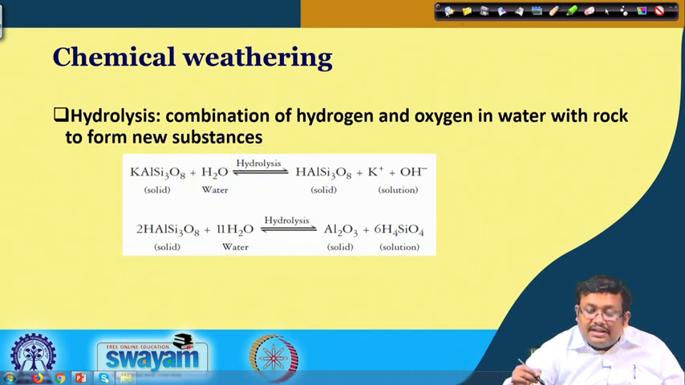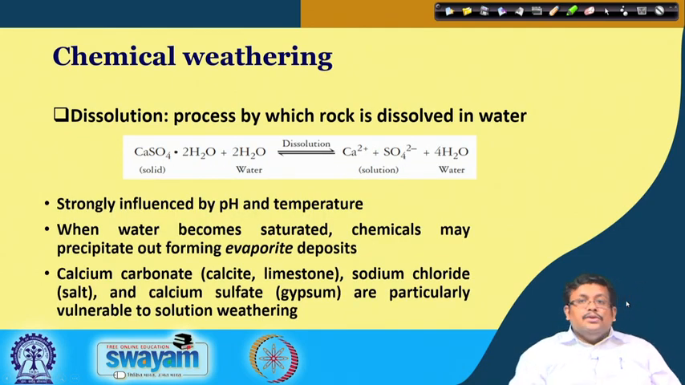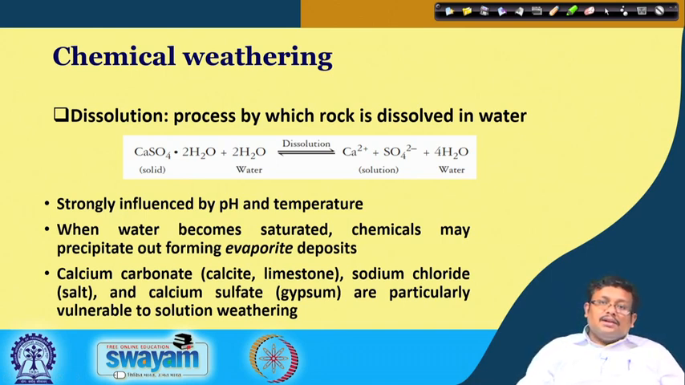Now, the other process of chemical weathering, let us see what those are. Dissolution. Dissolution is the process by which rock is dissolved in water. As you can see, this is calcium sulphate 2H2O, that means it is a gypsum molecule. When it reacts with water, it undergoes dissolution and ultimately forms calcium ions, sulphate anions and water. So, this is an example of chemical weathering.